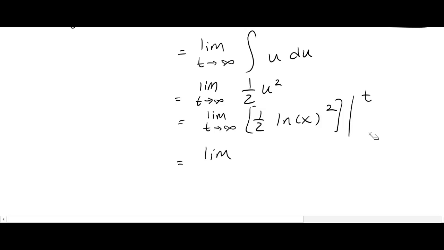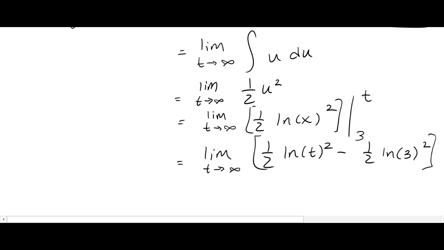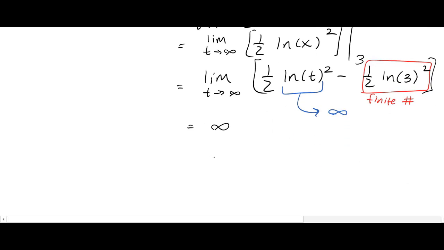Sorry, from 3 to t, because we're starting at 3. So what do we get? We get 1/2 natural log of t squared minus 1/2 natural log of 3 squared. So this 1/2 natural log of 3 squared is just a finite number. And as t goes to infinity, the natural log of t is going to infinity. So overall, in this limit, we are going to infinity, which means the integral diverges.